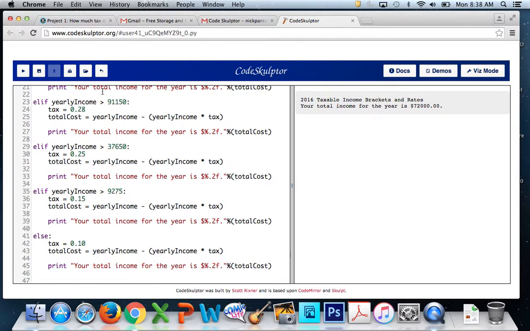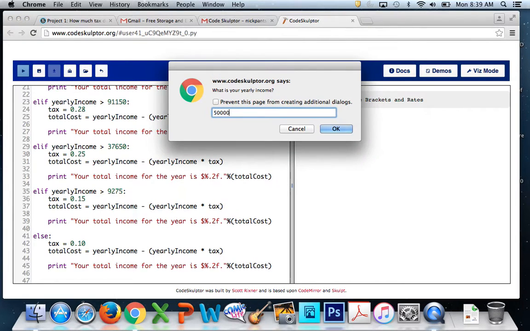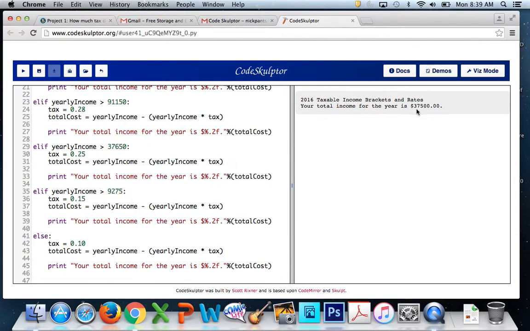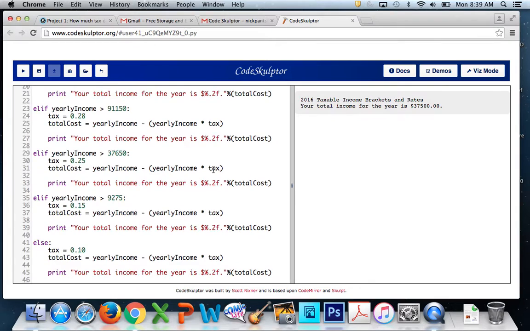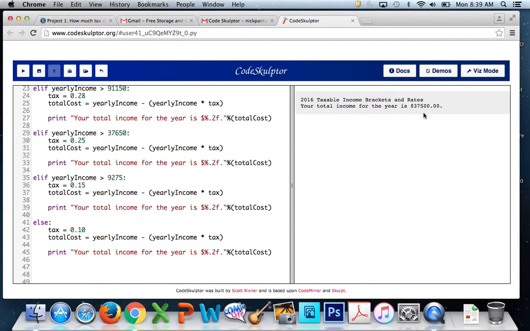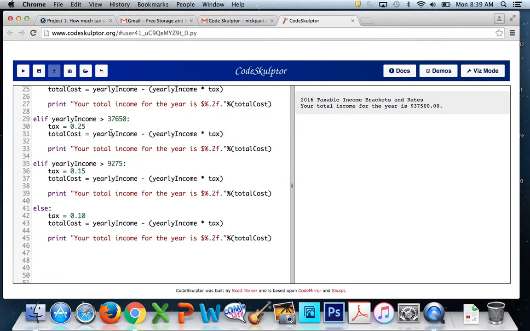Anything between $91,000 roughly and about $38,000 will be 25% tax. So I'll do 50,000. This would be another one of the easy ones to see the math. That would give us $37,500. Again, 25% of 50 would be 37.5 roughly. Or it would be 12.5, but the way the math is set up, it will give us $37,500.